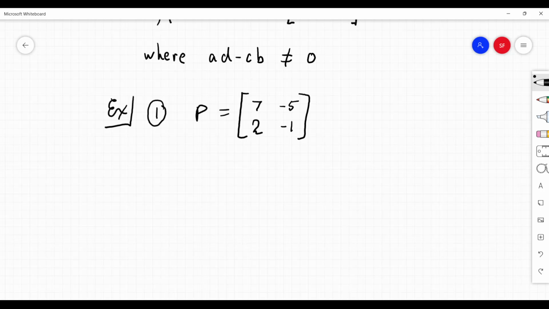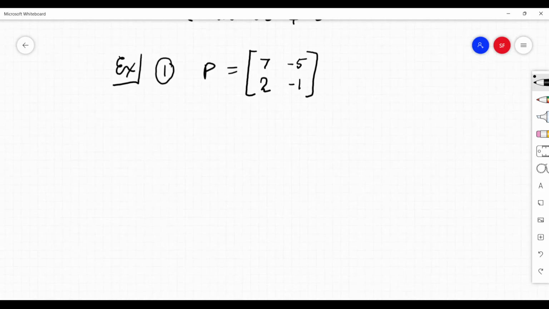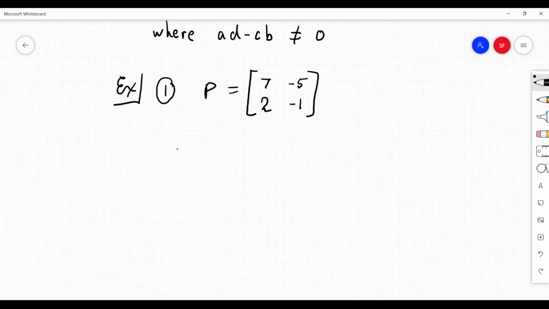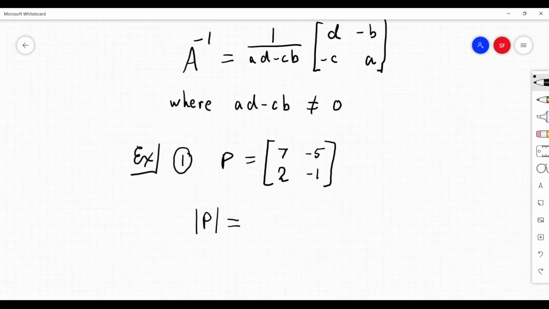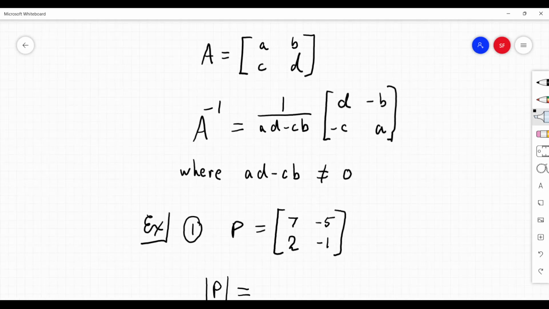Okay, so the first thing we need to do is to find the determinant of P, because this is the determinant of the matrix.